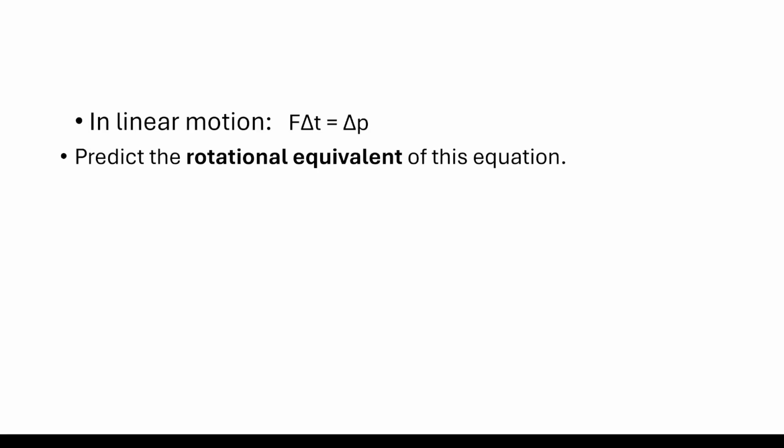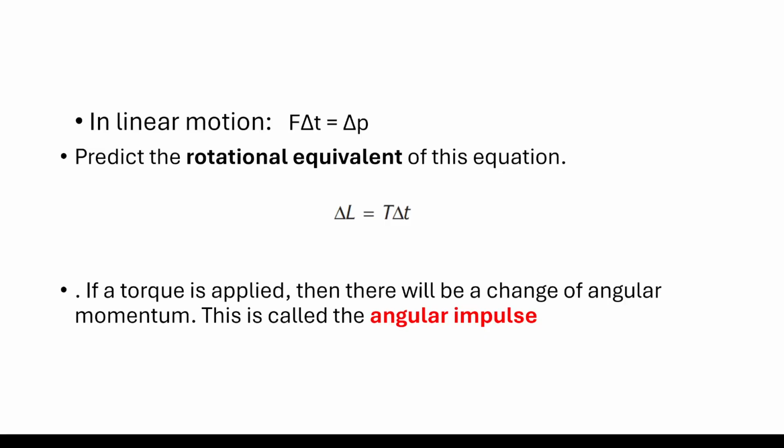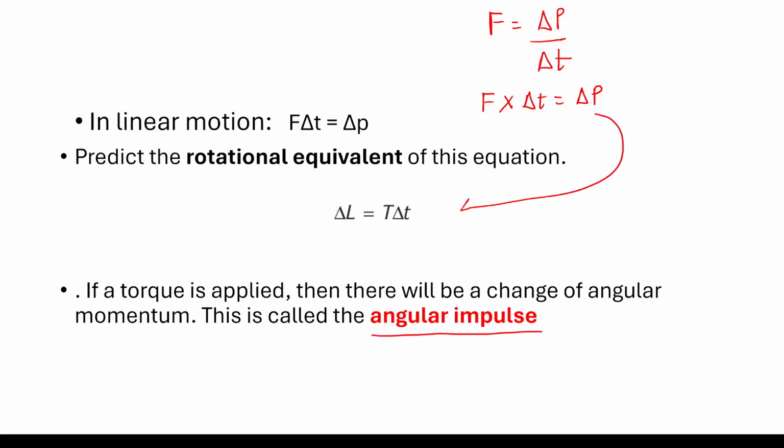Okay, now we have done this. Now, trying to link it to something new called angular impulse. If you remember from linear motion, force was change of momentum over change of time. So I could write force times time is change of linear momentum. From a similar concept, torque times time would be change of angular momentum. And this quantity is called angular impulse.